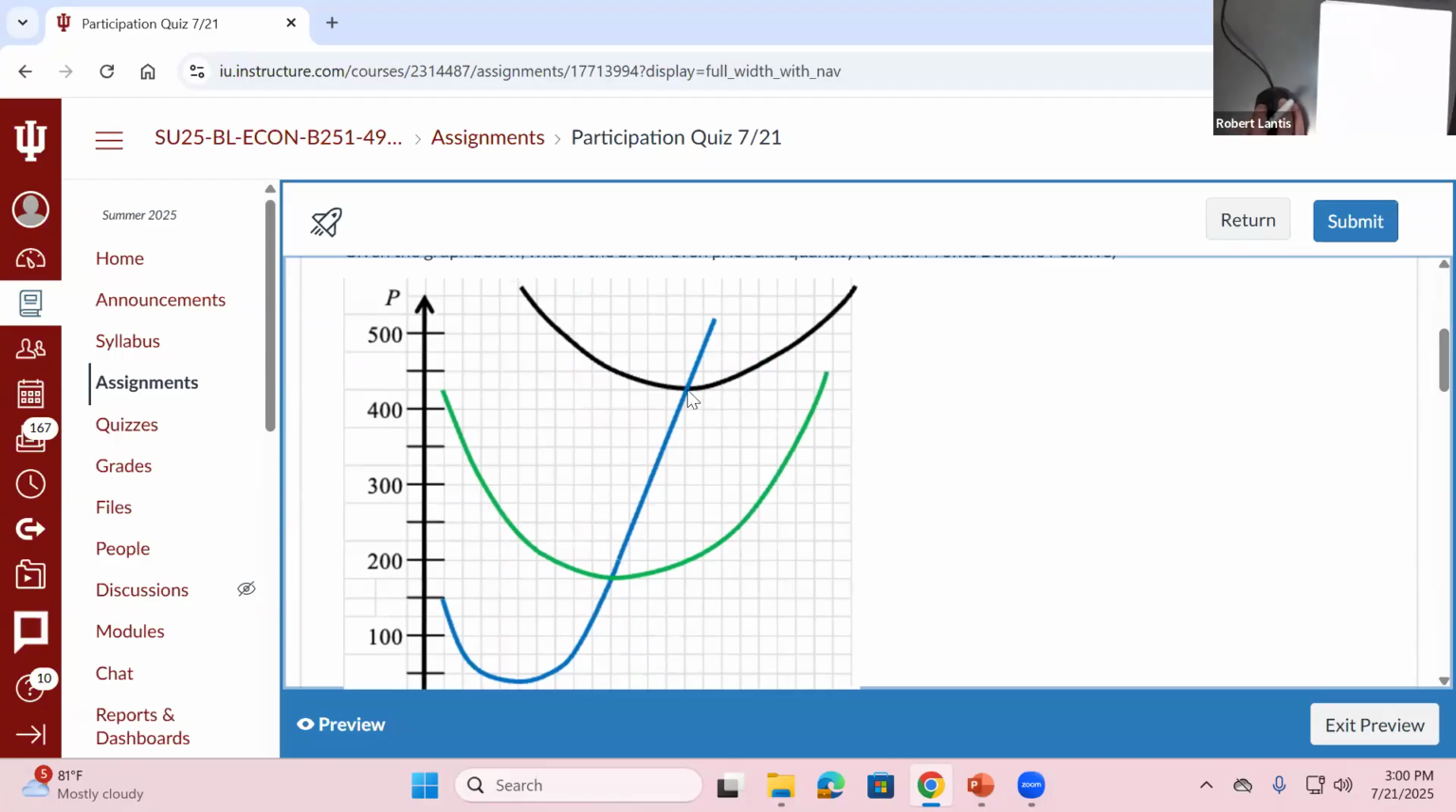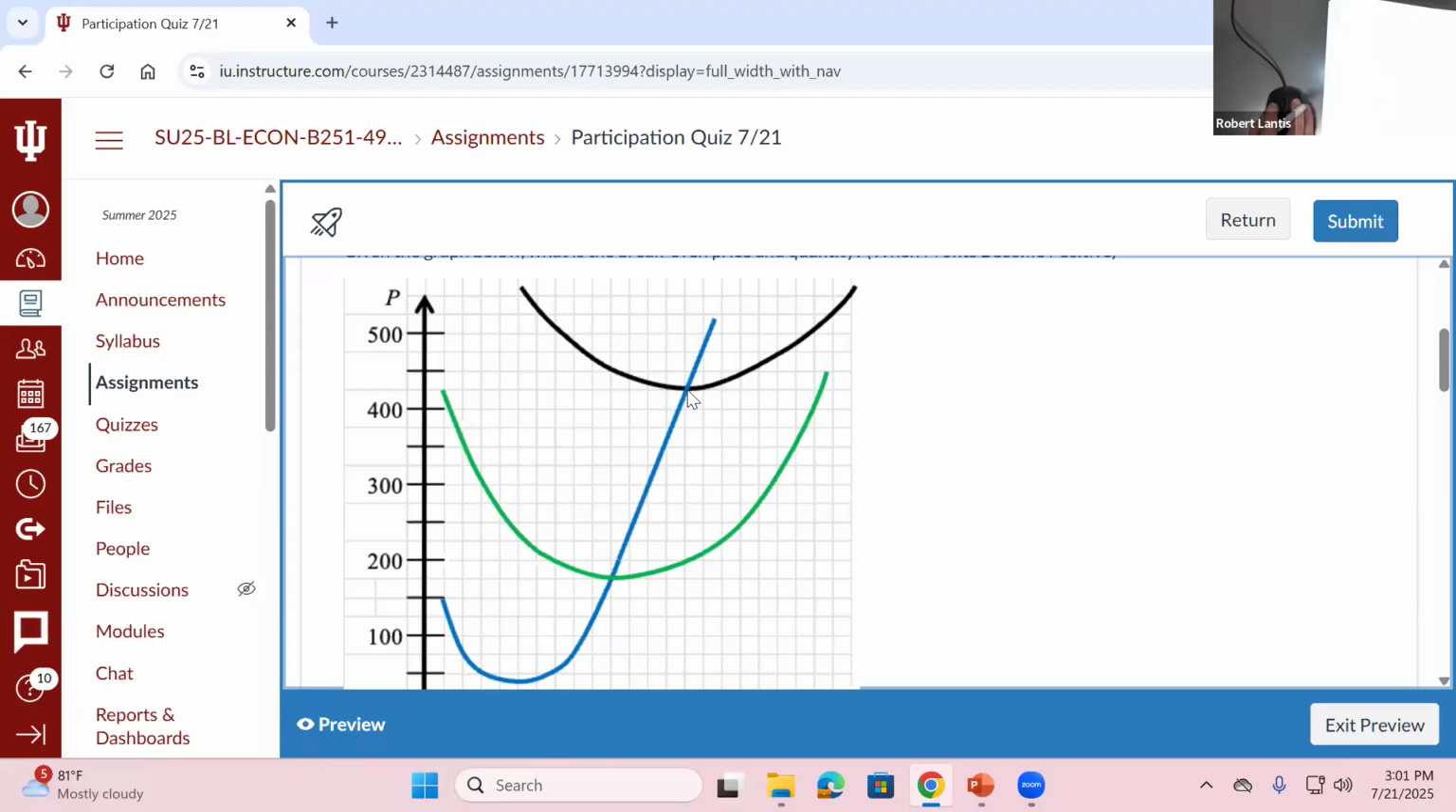Well, first of all, this blue curve is hitting the other 2 at their minimum point. The marginal cost hits my average variable and average total costs at their minimum point. So this blue curve is my marginal cost curve. Well, what has to be true about average total costs? They have to be greater than my average variable. So this black curve will be average total, and the green curve would be average variable.